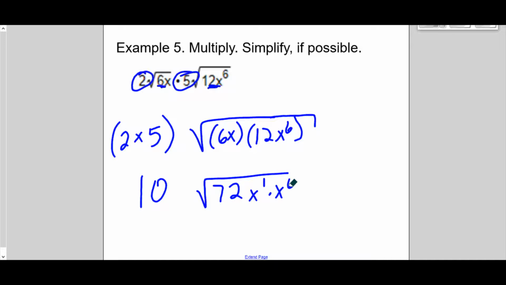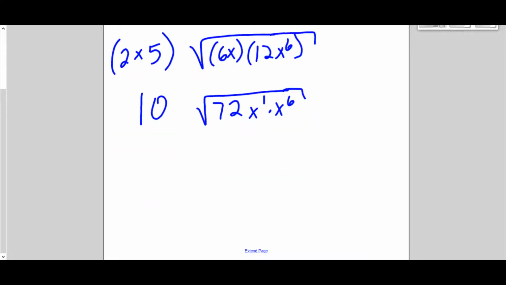Remember, the properties of exponents that we went over in the last video: if I'm multiplying and I have the same base, I'm going to add the exponents. Now, we could go on and say that this is 10 times the square root of 72, x to the 7. We could do that.